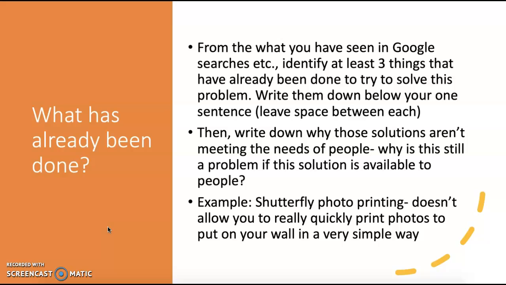Then I want you to write down why those solutions aren't meeting the needs of the people. Why is this still a problem if the solution is available to people? So, for example, Shutterfly is another example of someone taking photos from your phone and putting them into print. But Shutterfly obviously wasn't meeting the needs of people who needed something like Mixtile, right? So think about 3 different solutions to your problem that are already out there. Identify what they are, and then write down why they're not meeting those needs.